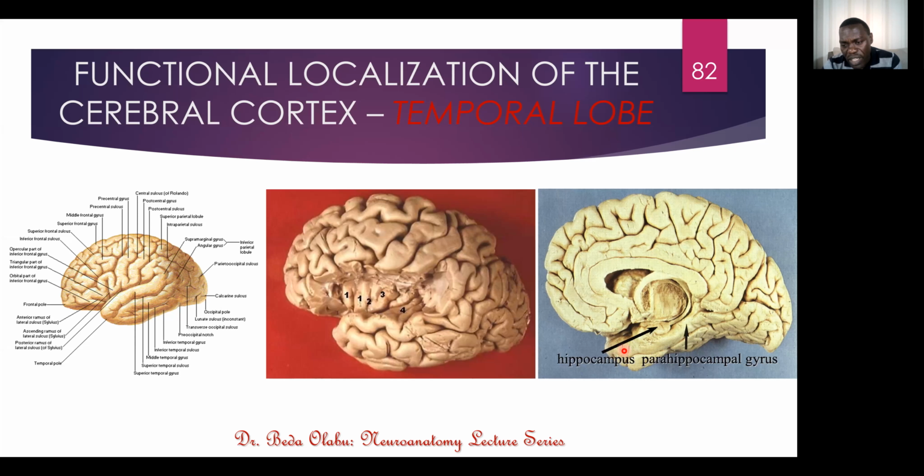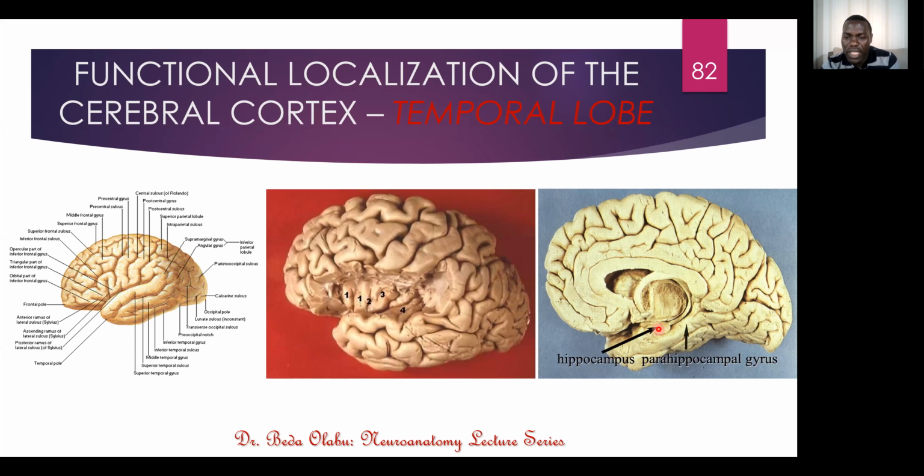The anterior part of the parahippocampal gyrus, around this region, is what we call the uncus. U-N-C-U-S, uncus. Okay, deep to the parahippocampal gyrus, there's another one now called the hippocampus. This is the hippocampus here.